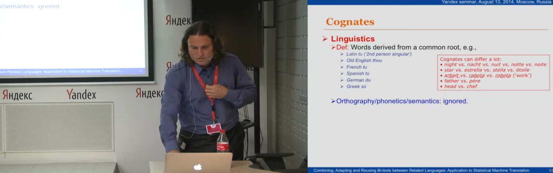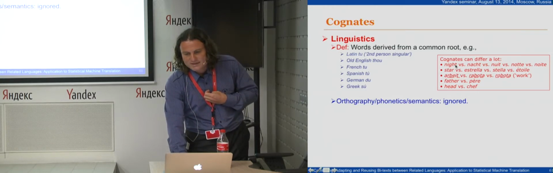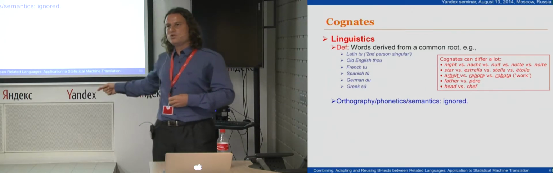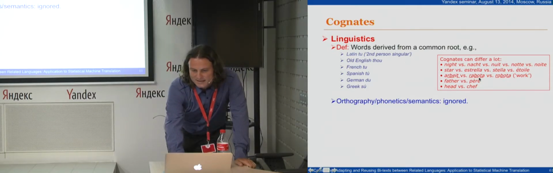So, for example, you can have a lot of difference between cognates. You have, for example, night, nacht, nuit, notte, noche. Here you can probably tell, and star, estrella, stella, étoile, okay, maybe you can, but here you have father and père, head and chef. If you look historically, you can find that those are cognates. They have the same origin. You can trace them to the same original word, but they start diverging. Or here you have arbeit, работа, robota, работа. If you look at the consonants, you can see the origin.